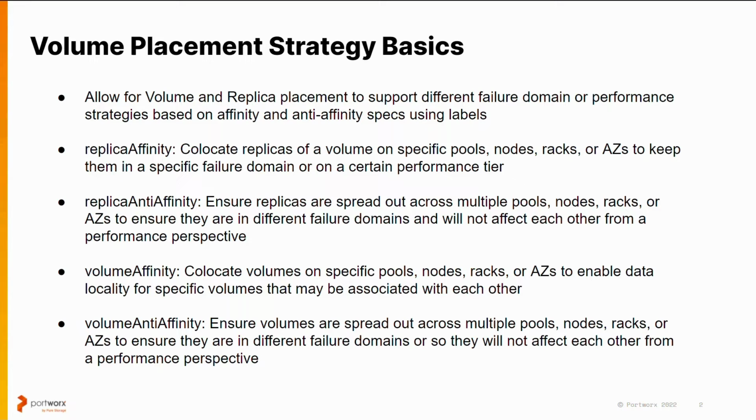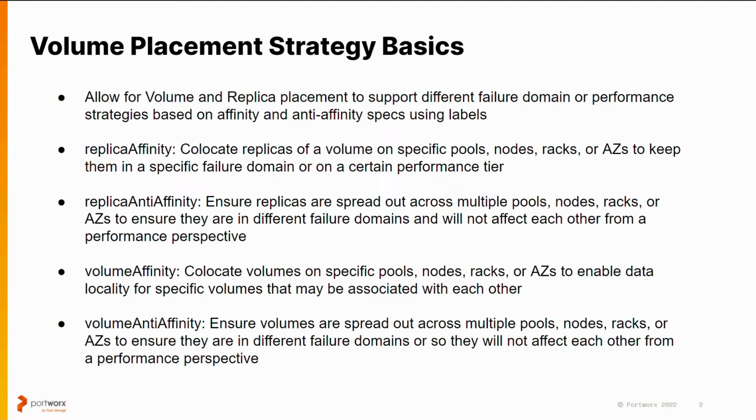Anti-affinity rules can basically achieve the opposite, and those ensure that your volumes or replicas are spread out across those different topologies and make sure that they're in different failure domains, and so they won't affect each other from a performance perspective, and you can achieve things like ensuring that you're not going to lose a volume or a replica, for example, in the case of a cloud region failure.